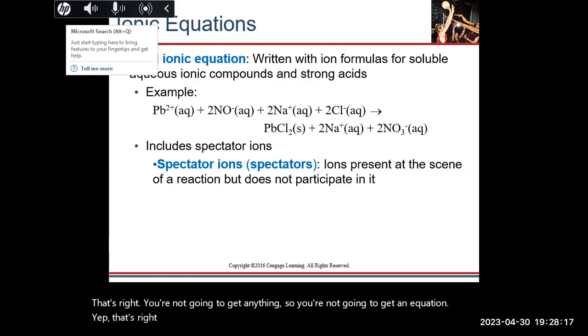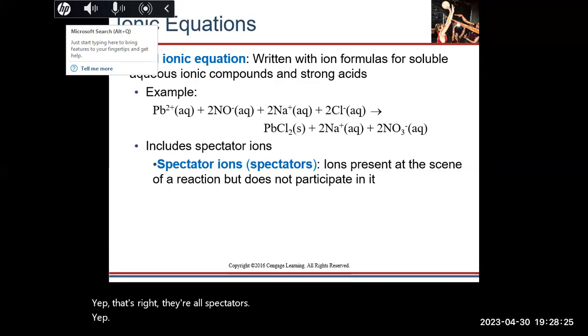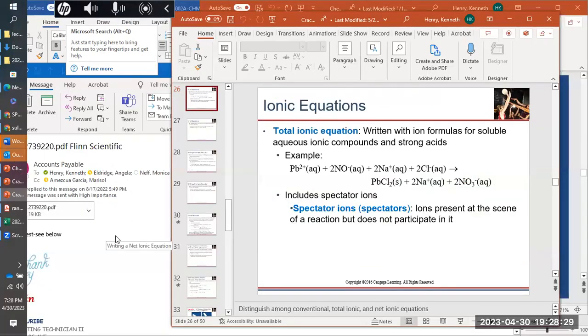They're all spectators. Oh, so when question D says determine the net ionic chemical equation, it means there's no answer to that? That's right. You will put no reaction. So NR. Oh, okay. NR stands for no reaction. Thank you. That's it. So did you guys get that?